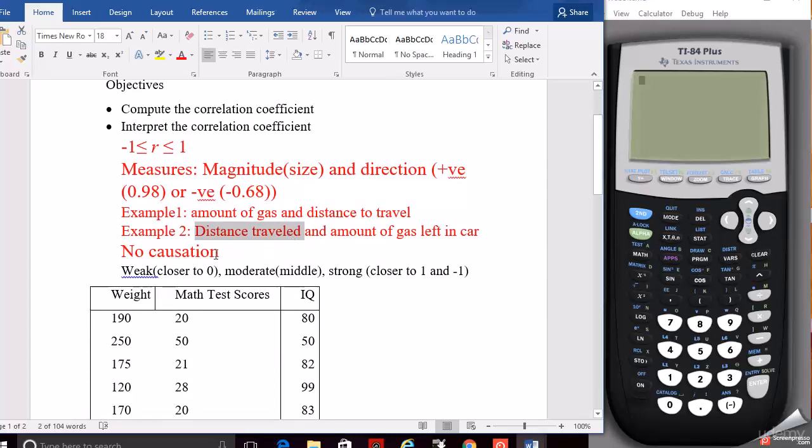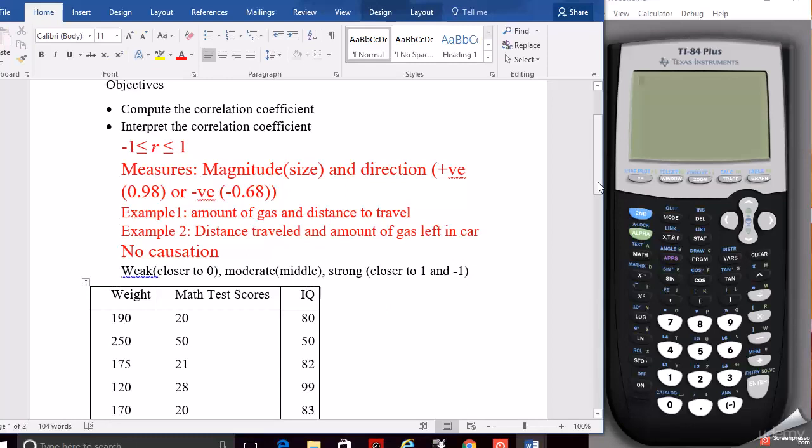So finally, in correlation, we don't talk about causation. In other words, we don't say that one causes the other to happen. When we compute r, we can have a weak correlation. Any value that's close to 0 is considered weak. The middle numbers, 0.4, 0.5, can be considered moderate, and of course when the value is close to 1 or -1, we say that the relationship is strong.